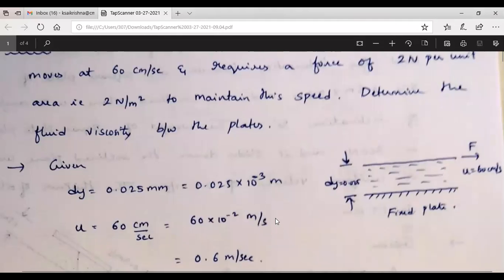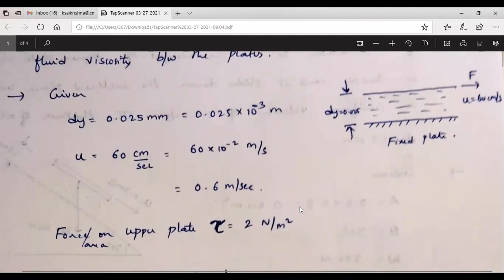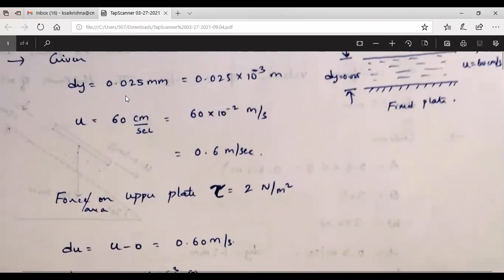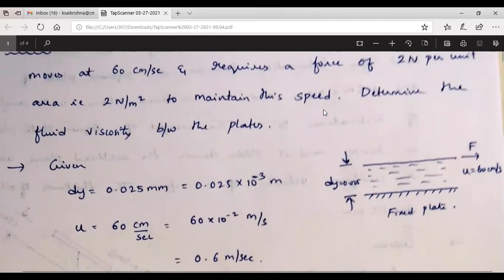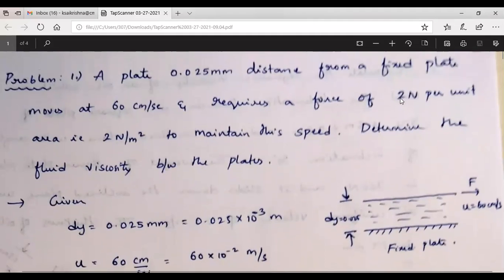Is it okay? So u equal to 0.6 meter per second. First we get these two conversions. After that, what is it telling? A force of 2 Newton per area. What is this actually? Only force means you will get 2 Newton. Force per area means what?